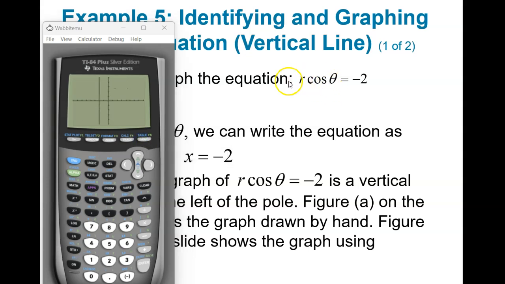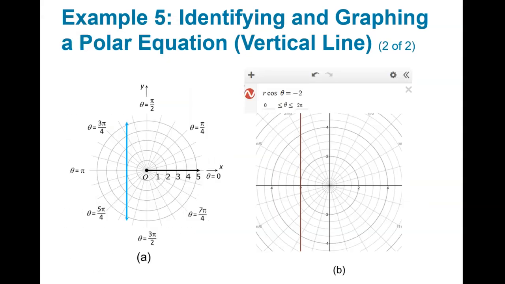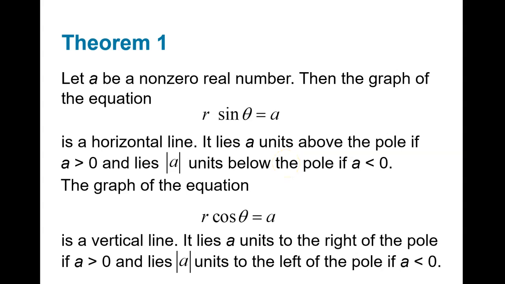Alright, so as long as the equation that you have has r's and thetas in it, and you can isolate the r, then you can get this into your calculator. So as we just saw, r sine theta equals a number is a horizontal line, r cosine theta equals a number is a vertical line. That's because r sine theta is y, so y equals a number is a horizontal line, and r cosine theta is x, so x equals a number is a vertical line.